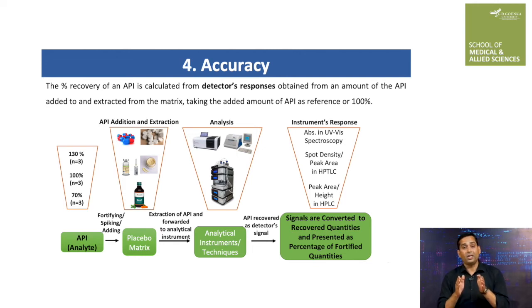The concentration of API in the extracted sample is then determined with the help of the response of an appropriate analytical technique such as HPLC, HPTLC, UV visible spectroscopy. The recovered quantity of the API is calculated and presented as a percentage of the fortified quantity or initially added quantity.